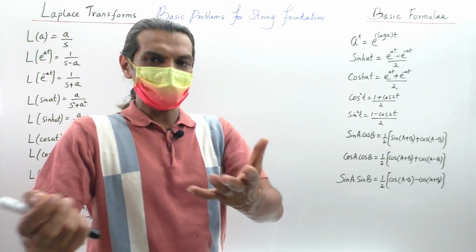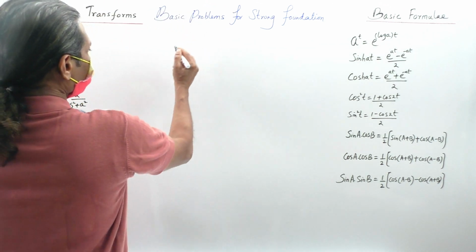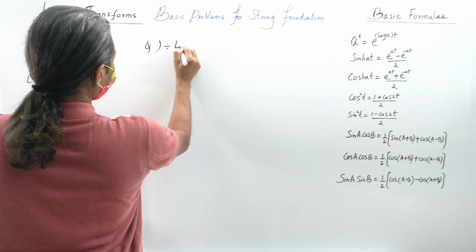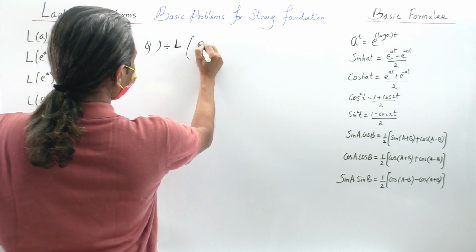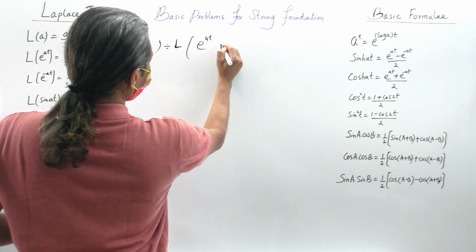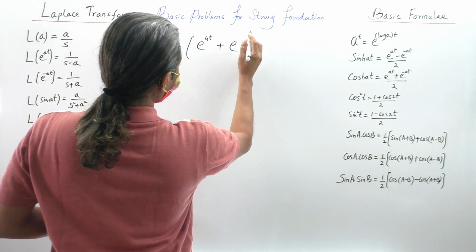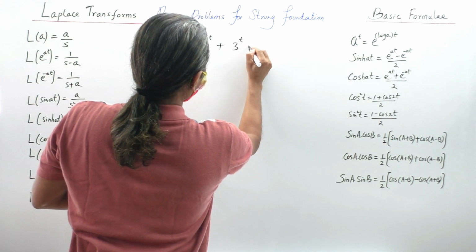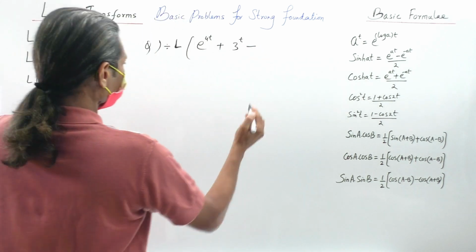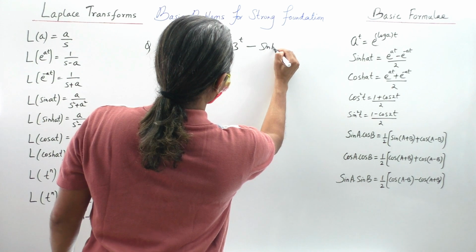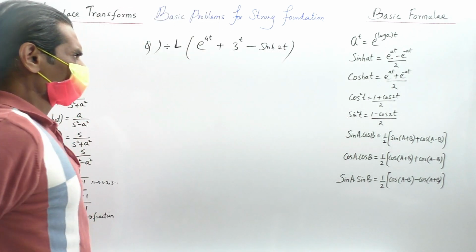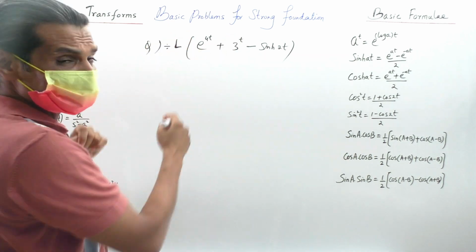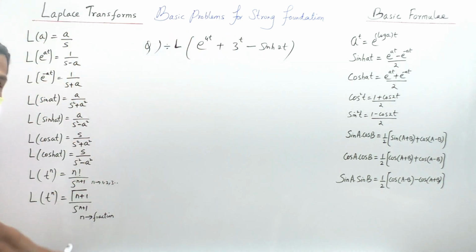So let us solve some more random questions. Okay, so let me give, say, find the Laplace of e raised to 4t plus 3 raised to t, minus sine hyperbolic 2t. Okay, fine. Now how to solve this? See, this is also standard form, according to the standard results.